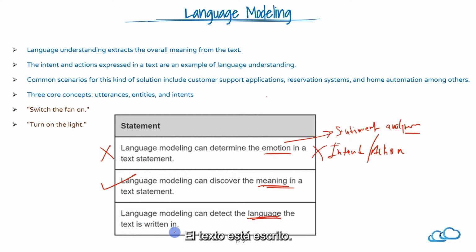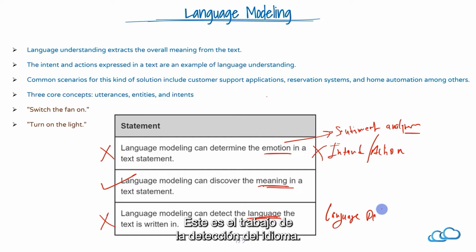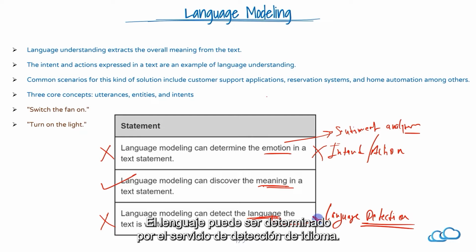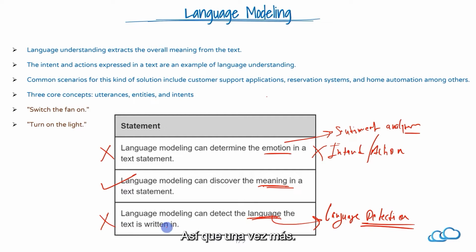The third one: language modeling can detect the language the text is written in. Can language modeling determine the language? Once again, no. This is the job of language detection, not language modeling. Language can be determined by a language detection service, not language modeling. So once again, this is false.